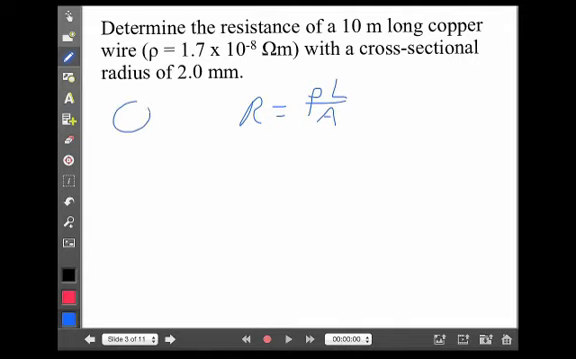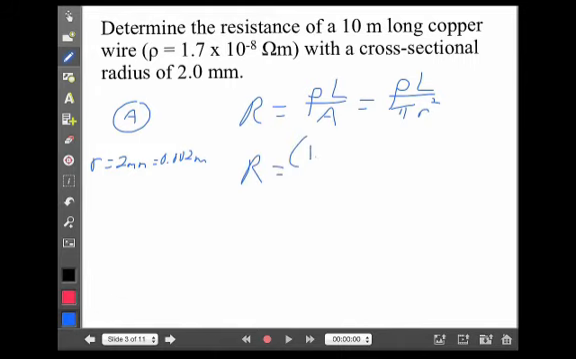Now, if we consider, again, the area of the opening of a wire, it's a circle. So the area of a circle is pi r squared. Okay, so that's why you're given the radius. Now, if the radius is 2 millimeters, we've got to convert that to 0.002 meters. Got to be in standard units, right?